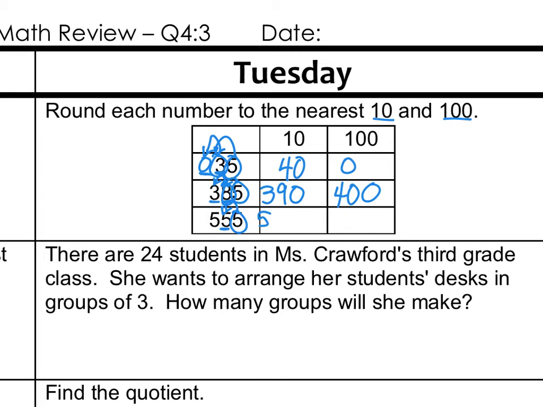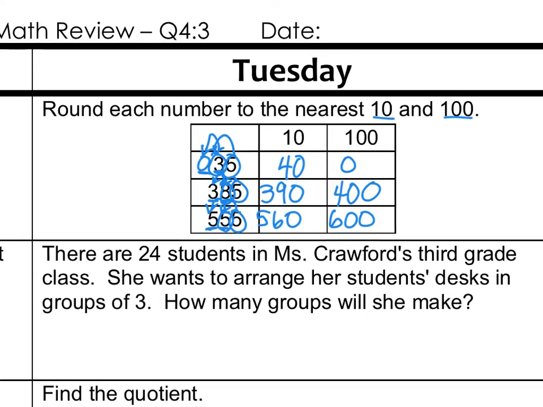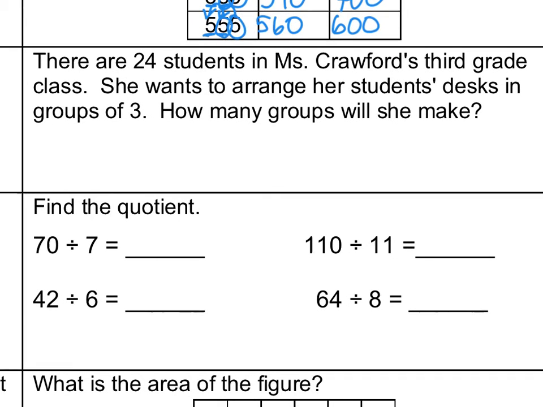555 to the nearest 10, there's the tens place. Copy down the first 5 in the hundreds place. It won't change, but the underlined one might because the circled 5 is 5 or higher, so we go up to a 6. The circle digit becomes a 0, so 560. To the nearest 100, this 5 rounds up to a 6. Everything else becomes zeros.